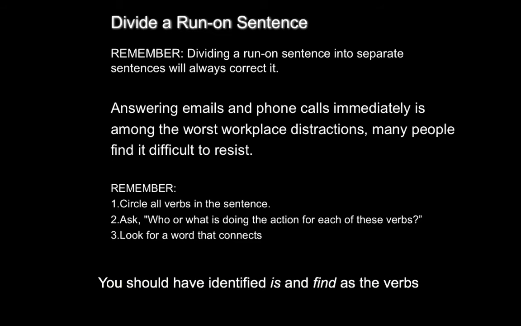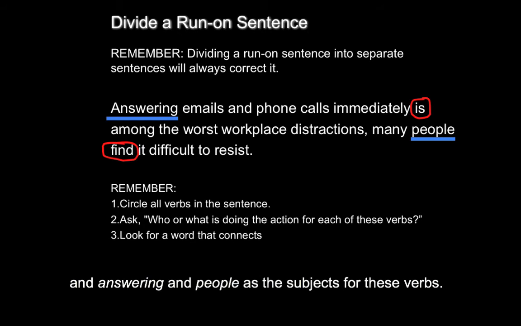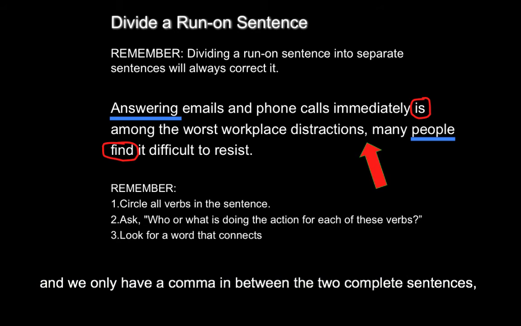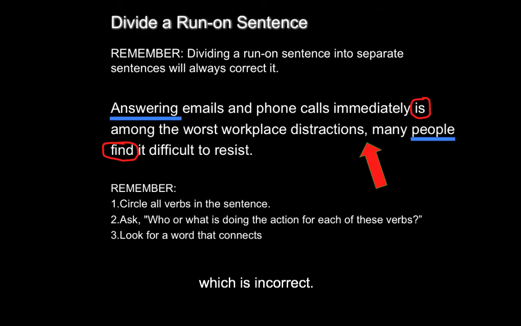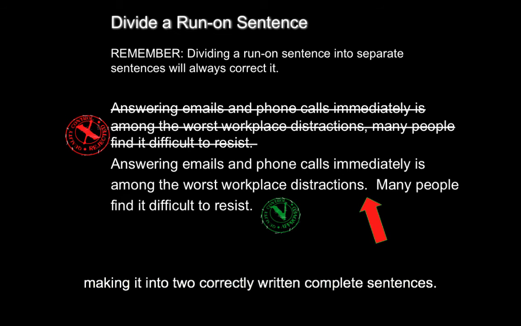You should have identified is and fine as the verbs, and answering and people as the subjects for these verbs. Since we have two subject-verb combinations here without a word to connect them, this is a run-on sentence. And we only have a comma in between the two complete sentences, which is incorrect. By replacing that comma with a period, we correct the run-on sentence, making it into two correctly written complete sentences.